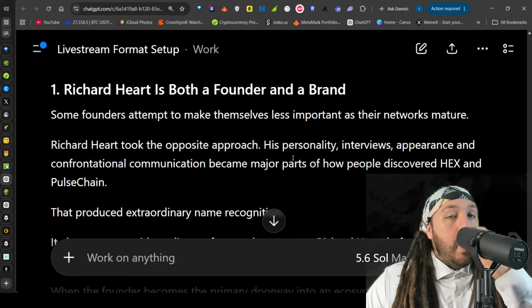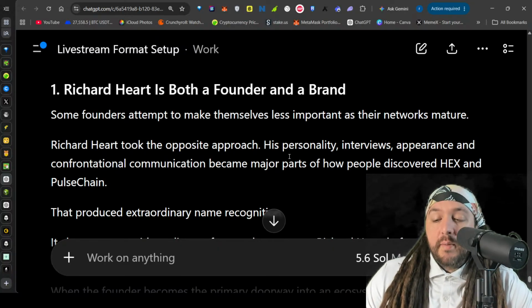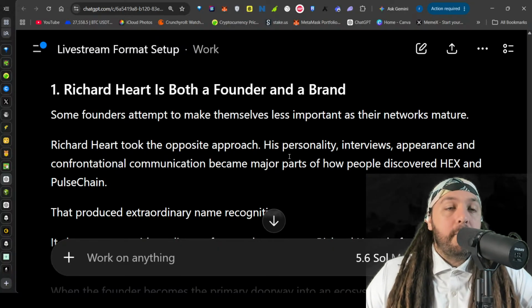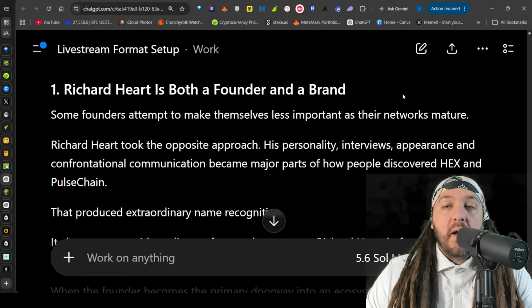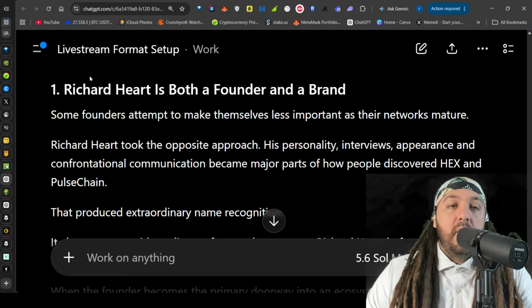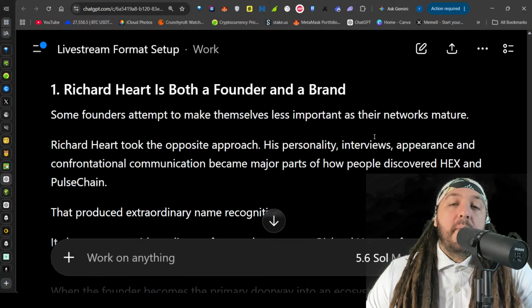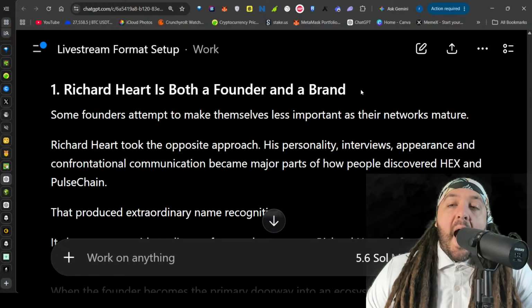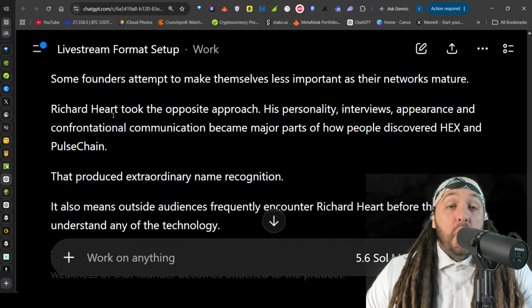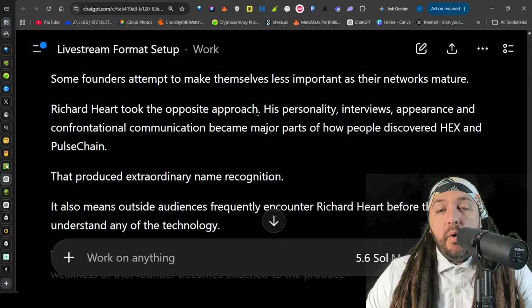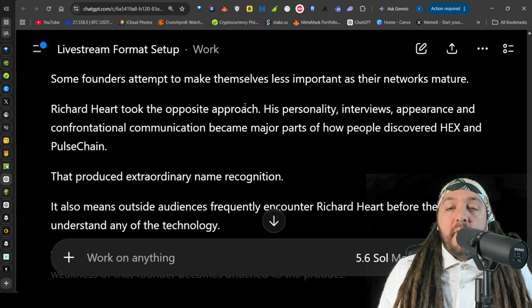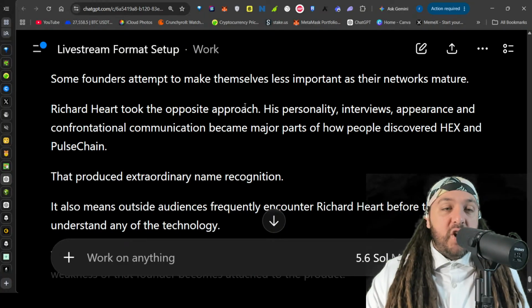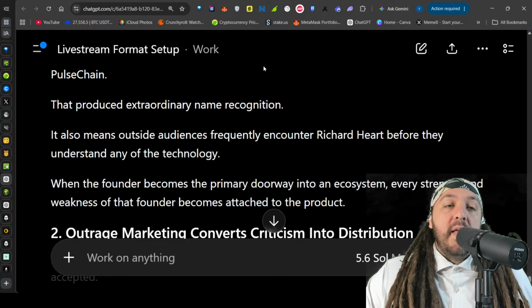Richard Heart is both the founder and the brand. So he's kind of everything here. And him being quiet is probably having an effect on price action for his creations. Some founders attempt to make themselves less important as their network matures. Richard Heart took the complete opposite approach. His personality, interviews, appearances, and confrontational communications became a major part of how people discovered HEX and PulseChain. He's the marketing engine and the face of it.